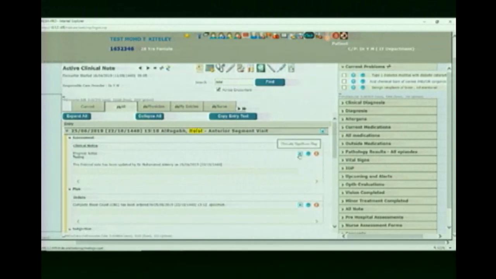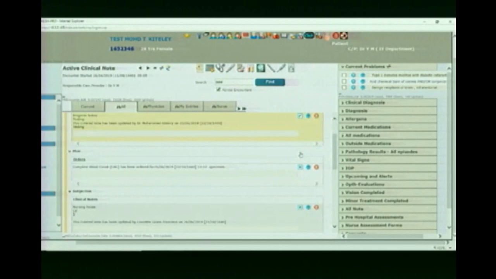And also we have here a clinically significant flag. It's like a safe patient, favorite patient. If you would like to mark this patient as clinically significant flag, you can just click here. So you can find this patient in your favorite list later.